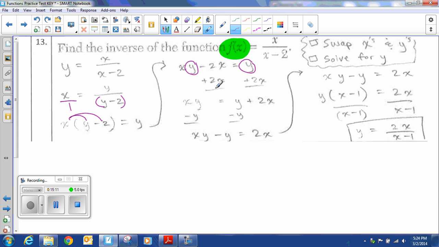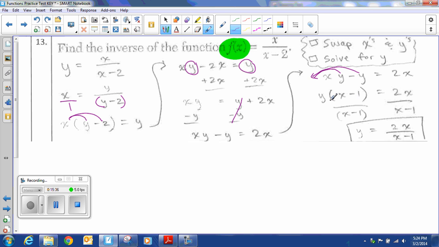I add 2x, I add 2x. I end up with xy equals y plus 2x. Then I subtract y from here, subtract y from here. I end up with xy minus y equals 2x. Over to this line, I end up factoring out the y. This is how you get the y by itself, really.